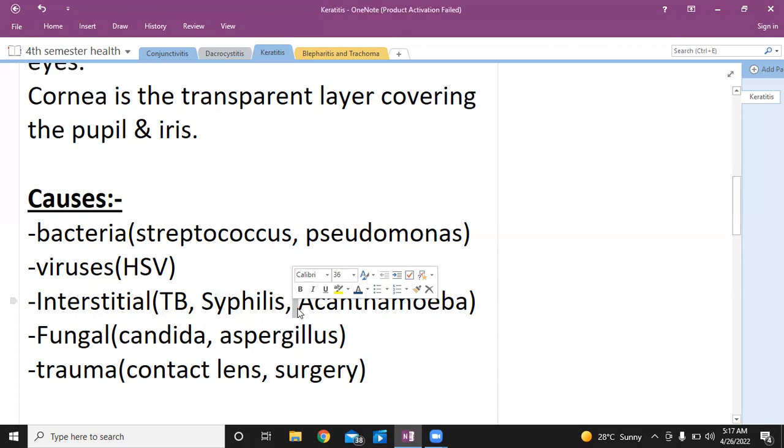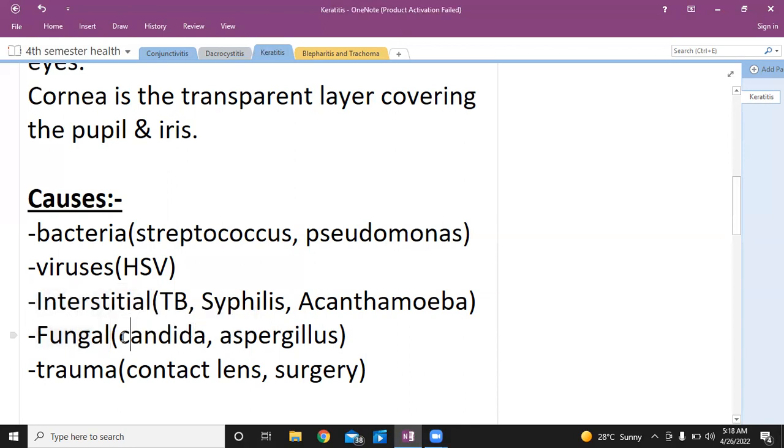So there are a number of diseases in your body, and those diseases then, not directly but indirectly, cause the keratitis. That will be known as interstitial keratitis. Okay, and then there is fungal keratitis. Fungal keratitis is very easy.